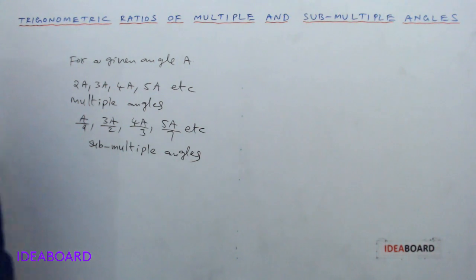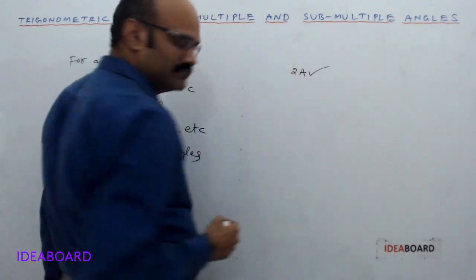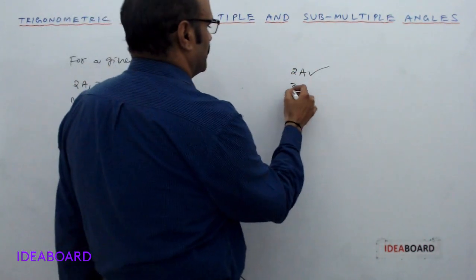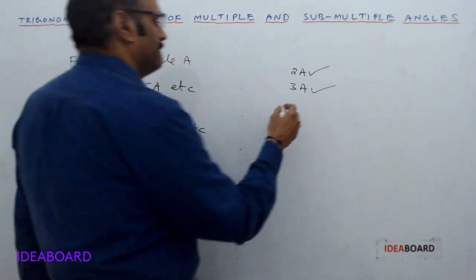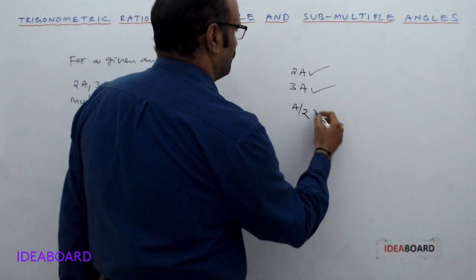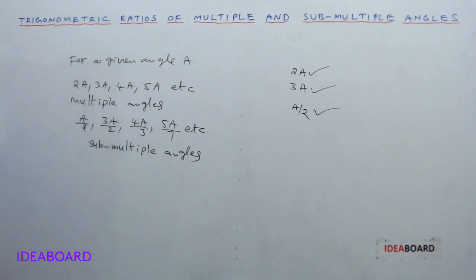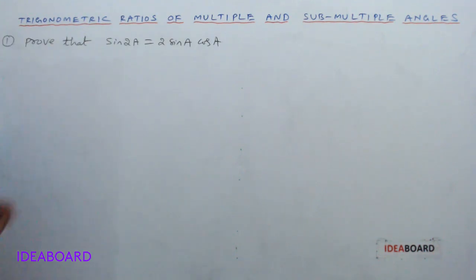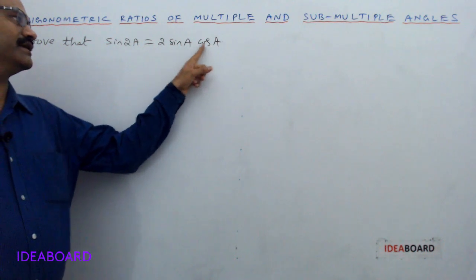In this topic, we will derive the formula for trigonometric ratios of 2A, trigonometric ratios of 3A and trigonometric ratios of A by 2. Theorem: prove that sin 2A equal to 2 sin A cos A.